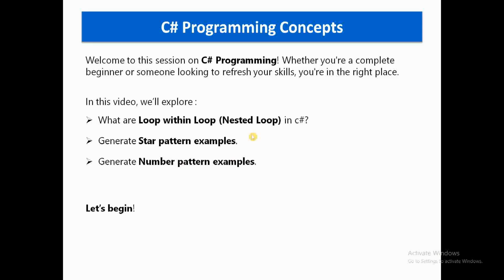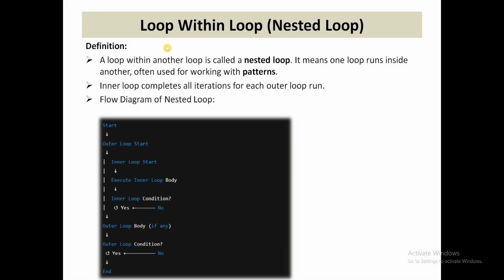Now we will discuss the nested for loop, a loop inside a loop. So let's begin. First we have loop within loop, that is a nested loop. A loop within another loop is called a nested loop. It means one loop runs inside another, often used for working with patterns. Suppose if we consider a for loop, we create another for loop inside that for loop, so that is called a nested loop.